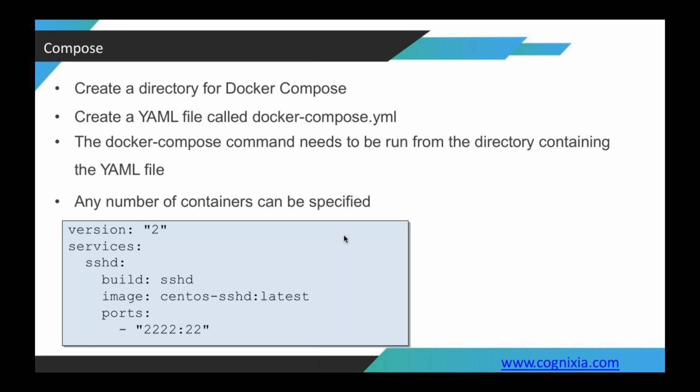The build type is sshd. This is the service that we are going to build. The image from which we are going to create this service is centos-sshd:latest, and then the ports that we want to expose on our host as well as inside the container. Okay, so on the host we are going to use 2222, and inside the container we are going to expose port 22. Okay, so this is our Docker Compose file.